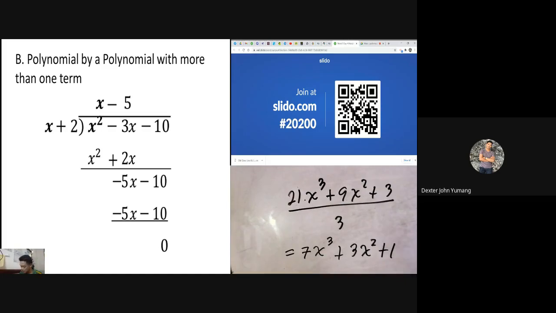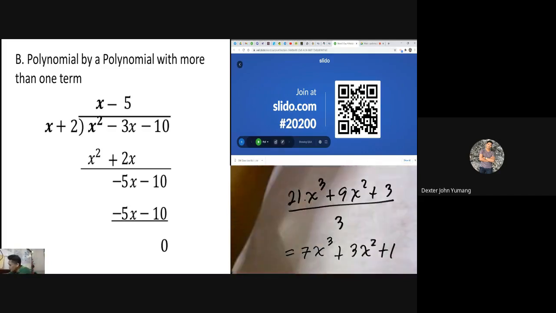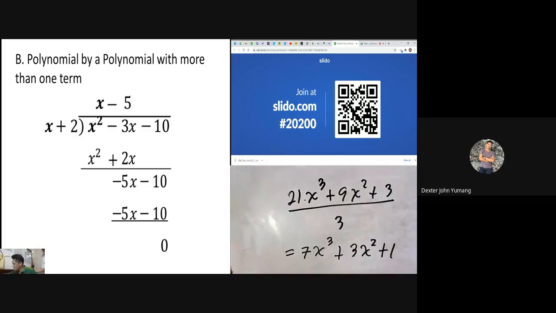Just divide. So, kindly open slido.com. Please open slido.com. Then enter the code hashtag 20200. The code is 20200.